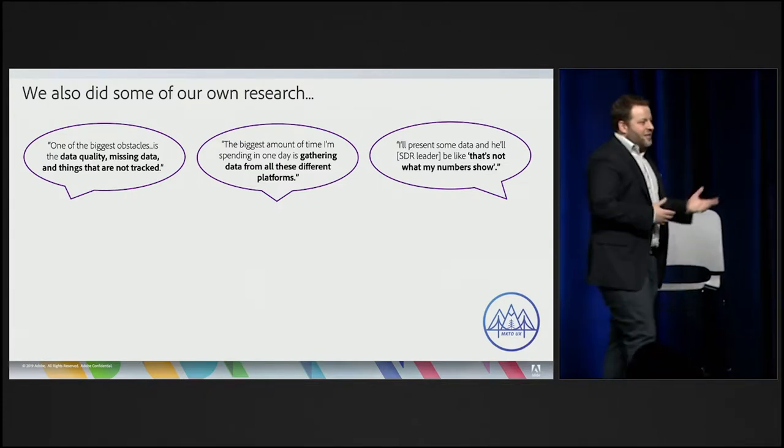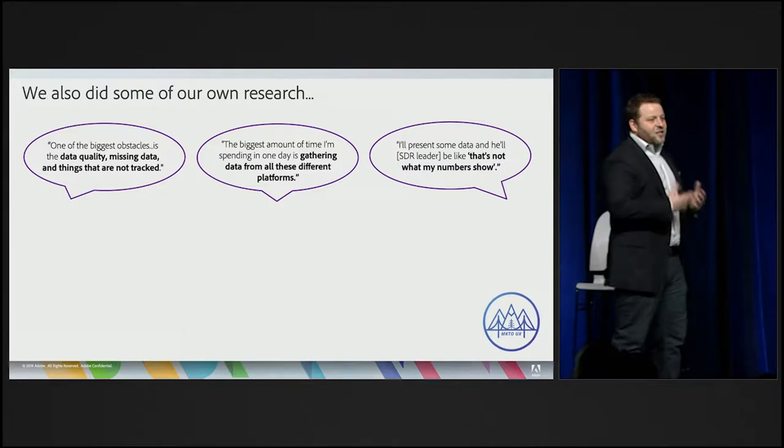And the third thing we heard was a lack of alignment. We heard, I have these set of numbers, and when I talk to sales, they think of something entirely different. I talk to finance, they see something different. I've struggled to actually say we're all on the same page about what our marketing numbers really look like.